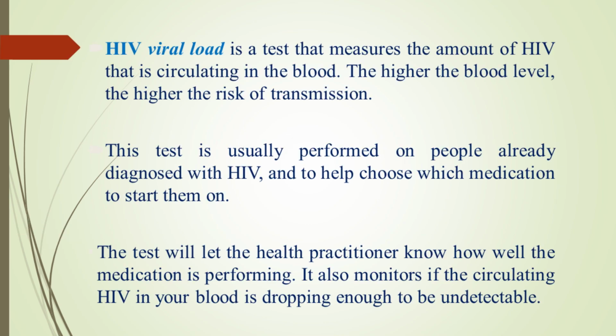HIV viral load measures the amount of HIV that is circulating in the blood. The higher the blood level, the higher the risk of transmission. This test is usually performed on people already diagnosed with HIV, and to help choose which medication to start them on. The test will let the health practitioner know how well the medication is performing. It also monitors if the circulating HIV in your blood is dropping enough to be undetectable.